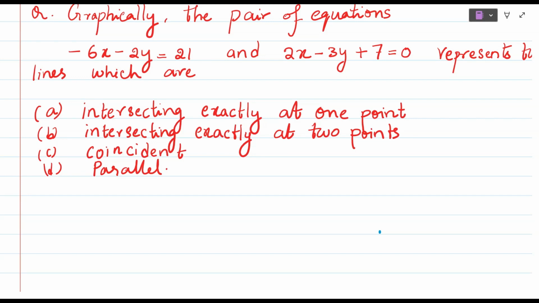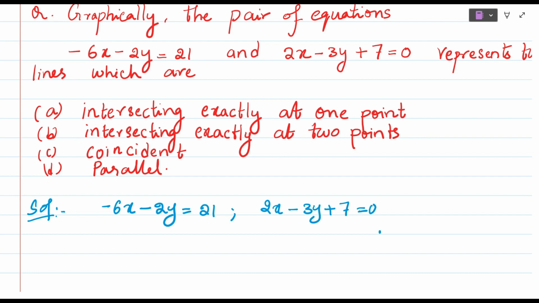Hi students, next questions are about pair of linear equations in two variables. The first question they have given is: graphically, the pair of equations minus 6x minus 2y is equal to 21 and 2x minus 3y plus 7 is equal to 0. These two equations they have given.